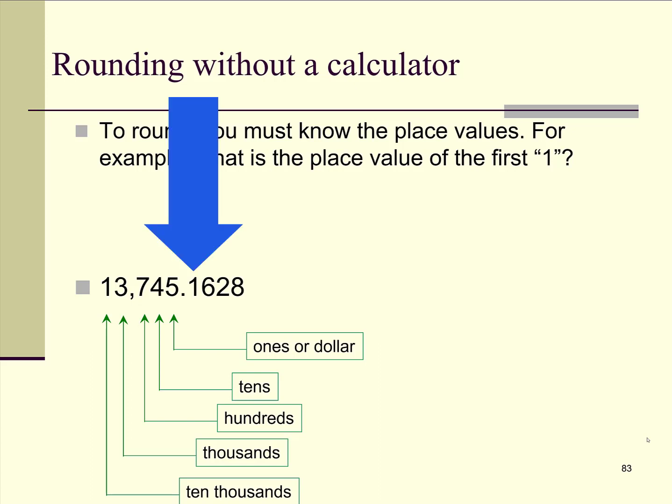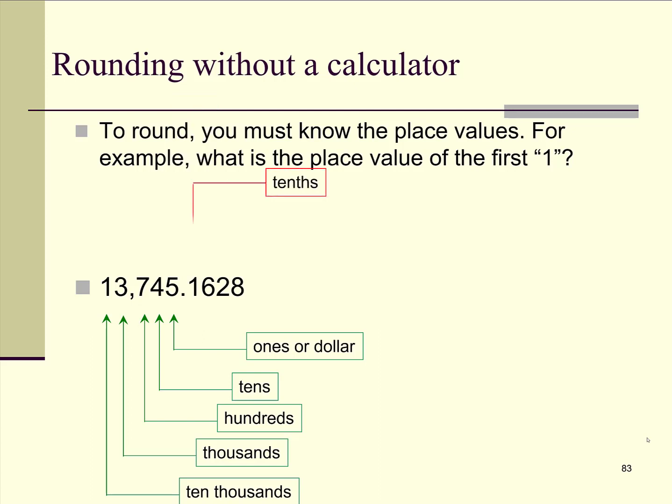How about the next one? What place value is it? 0.1 is the tenths place value. How about the 6? Hundredths, or cents. So your homework or the test could ask you to round a number to the nearest hundredth. That means to round it to 2 decimals. Or it could ask you to round to the nearest cent, which again means just round it to 2 decimals.